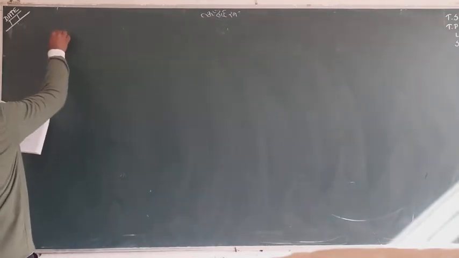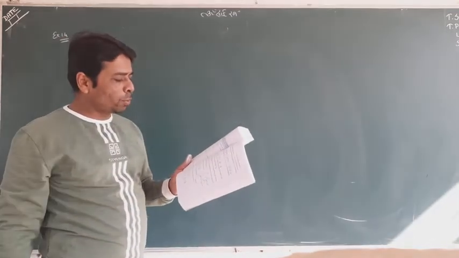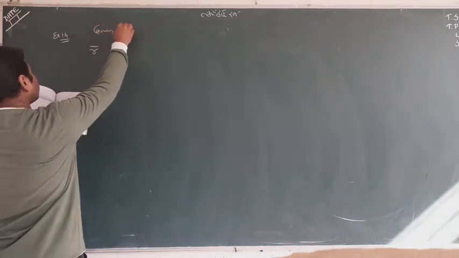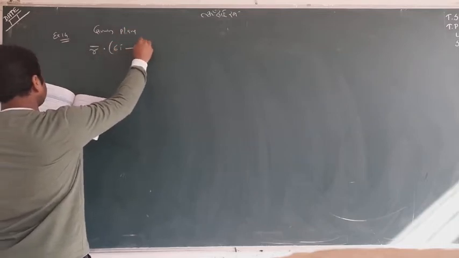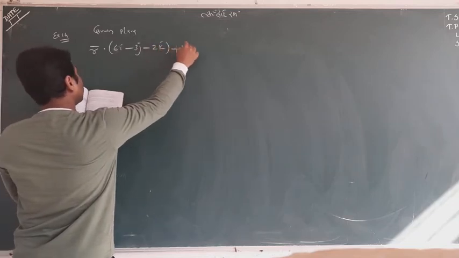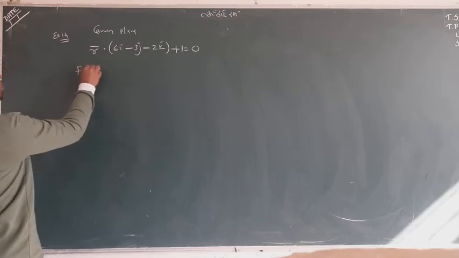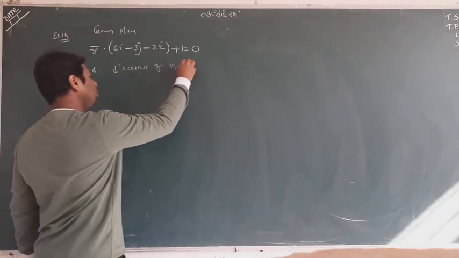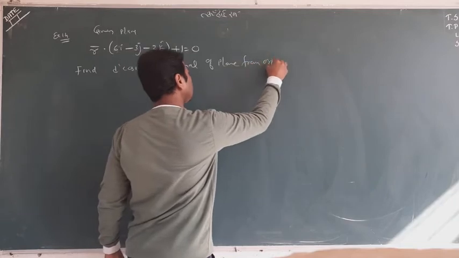Now, I take the 14th question, example number 14. Question says, find the direction cosine of normal of the plane. Try to understand. This is the given plane: r dot 6i minus 3j minus 2k plus 1. Find the direction cosine of normal of plane drawn from the origin point.